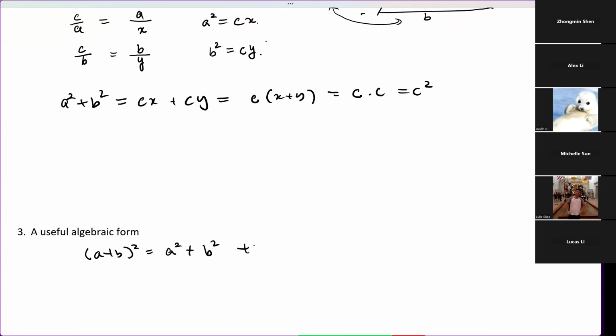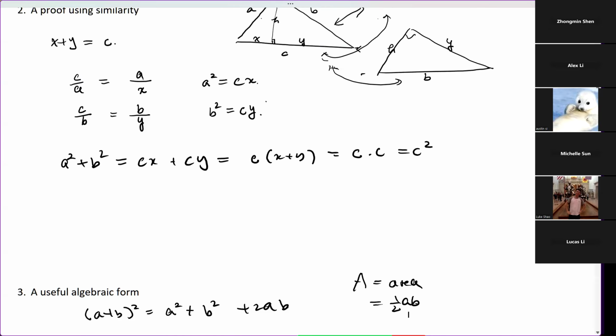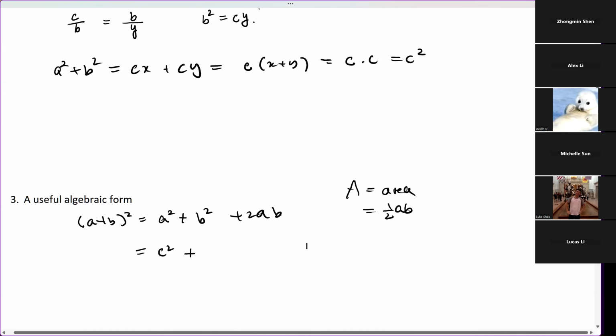Okay, then plus 2AB, right? And you know that A squared plus B squared is C squared, right? And then A plus B, okay, let's see. I'm going to denote the area by A. So the area is half of A times B, because take a look at this right triangle, okay? Half of A times B.